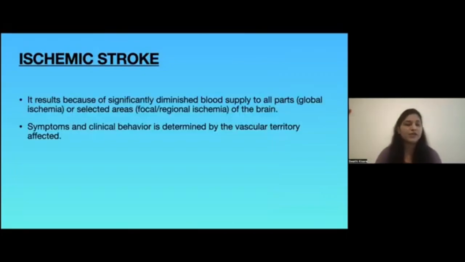Now coming to ischemic stroke, it results because of significantly diminished blood supply to all parts or selected areas of the brain. The symptoms and clinical behavior is determined by the vascular territory that is affected.